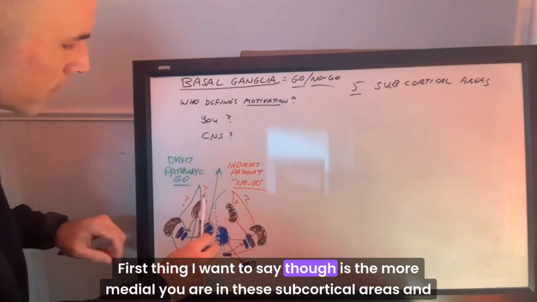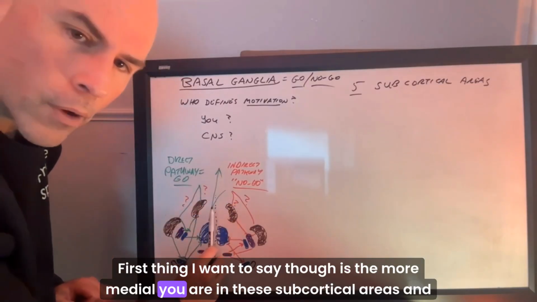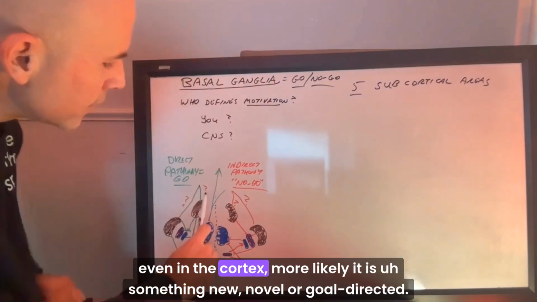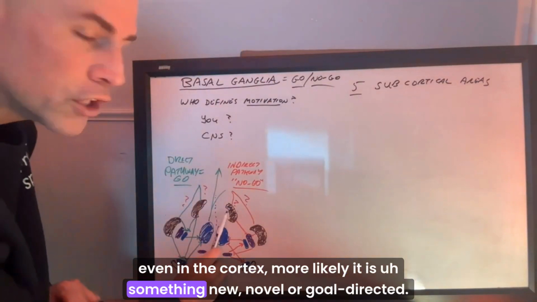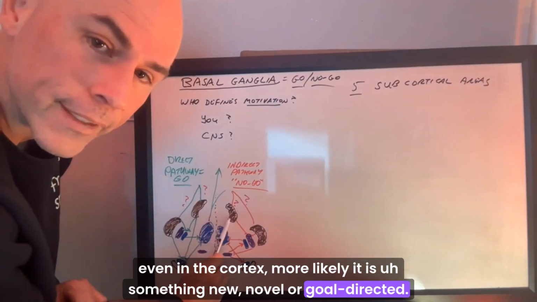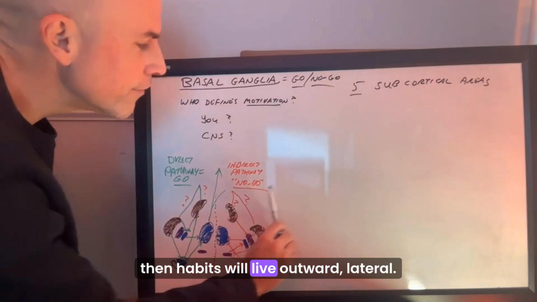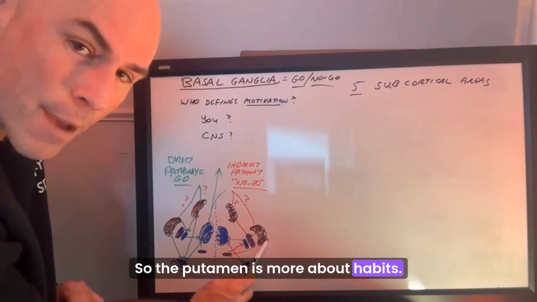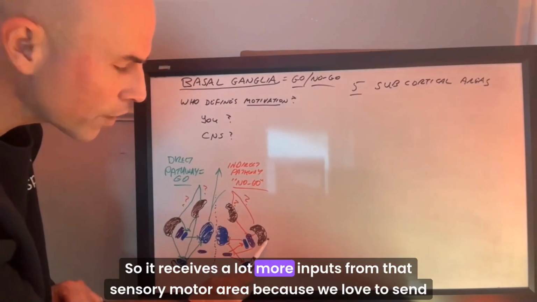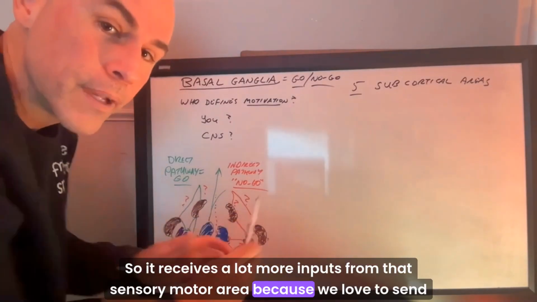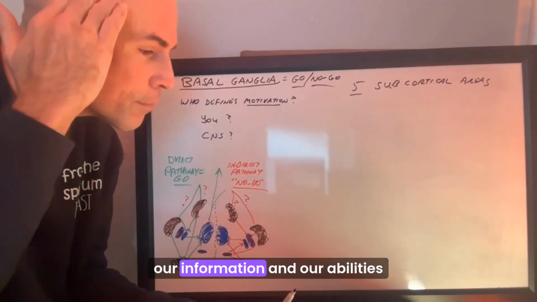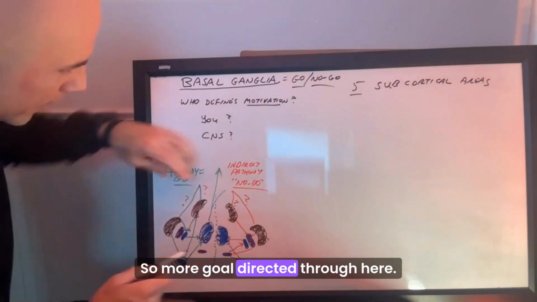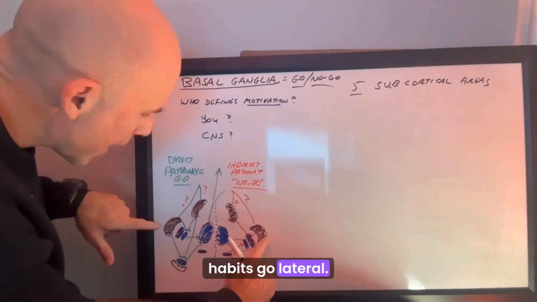First thing I want to say, though, is the more medial you are in these subcortical areas, and even in the cortex, the more likely it is something new, novel, or goal-directed. And then habits will live outward, lateral. So the putamen is more about habits. It receives a lot more inputs from the sensory motor area because we love to send our information and our abilities to this area. So more goal-directed through here, habits go lateral.